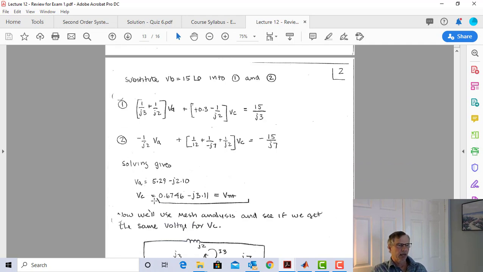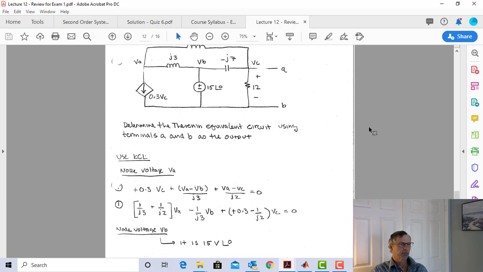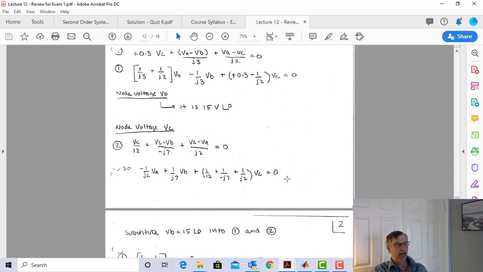So I ended up with VA and VC when I solved this complex matrix. And VC is just V Thevenin. So I got my V Thevenin.